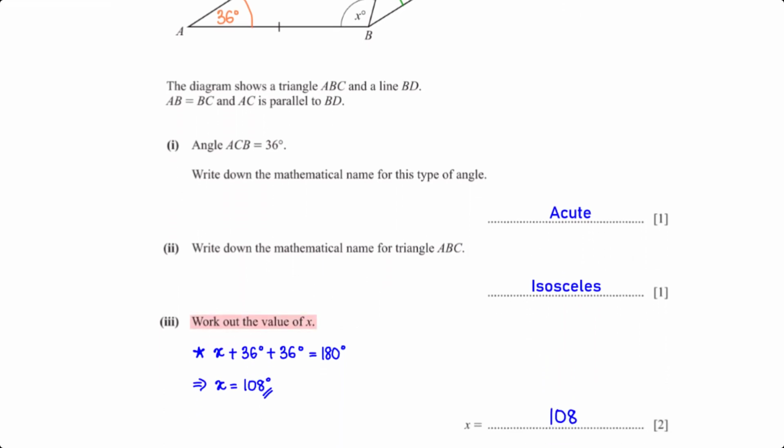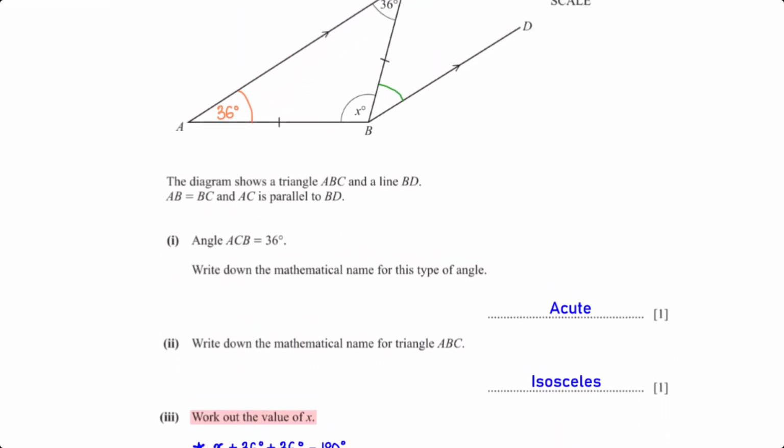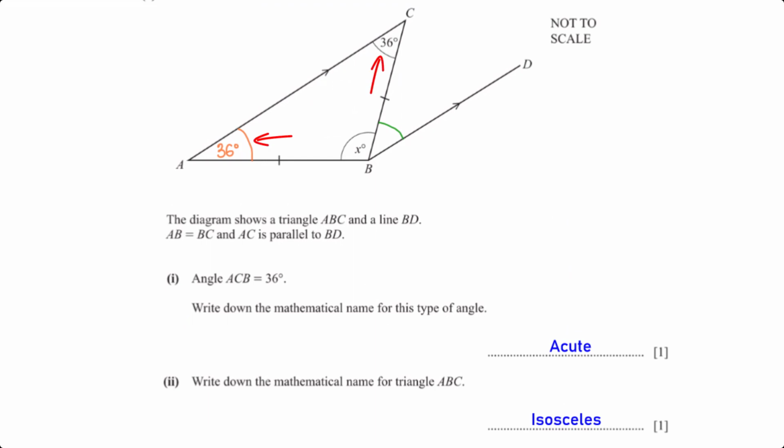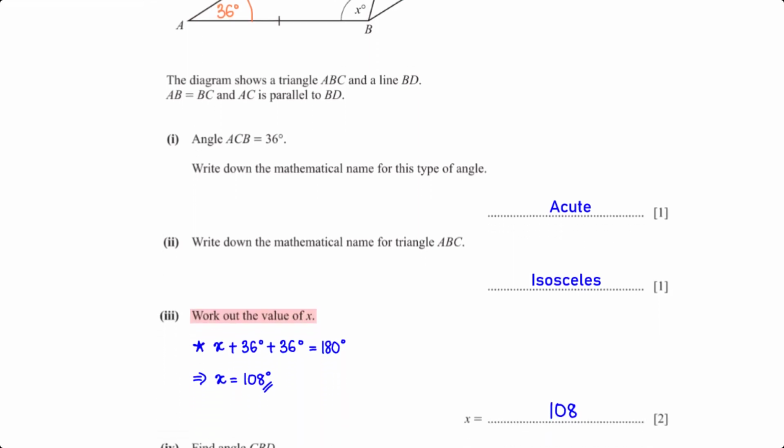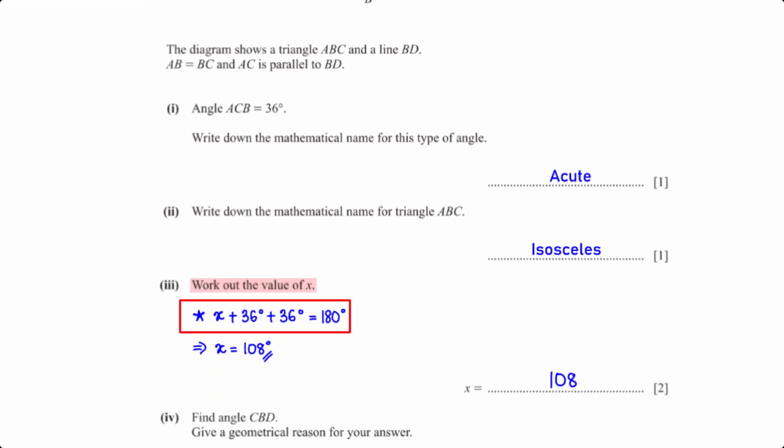Work out the value of x. Base angles in an isosceles triangle are equal. The sum of the angles in triangle ABC must add up to 180 degrees. So we have x plus 36 degrees plus 36 degrees equals 180 degrees. When we make x the subject, we get x equals 108 degrees.